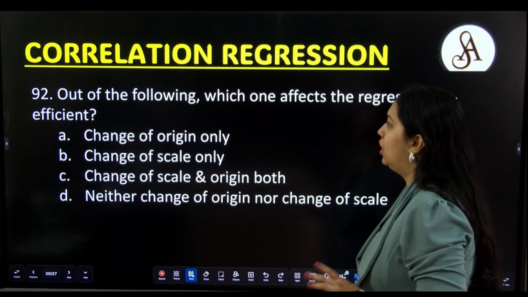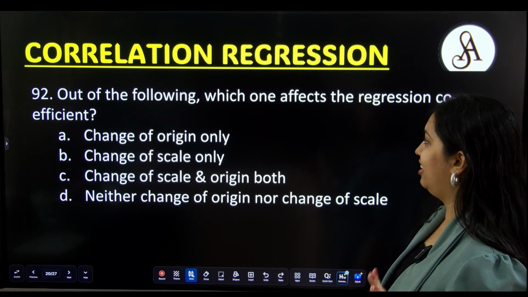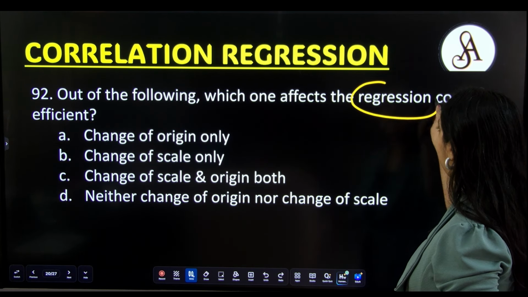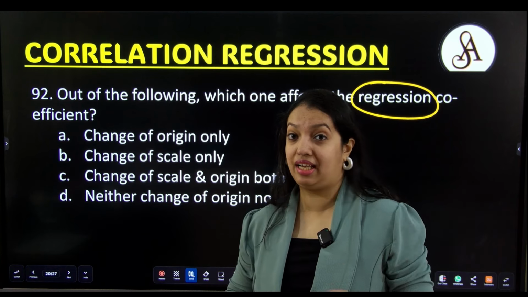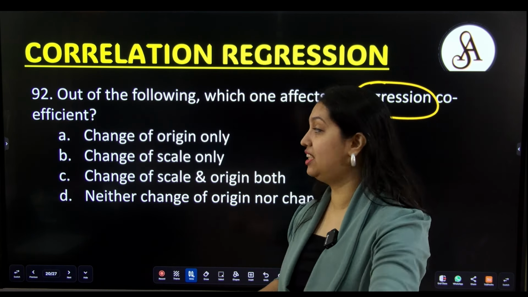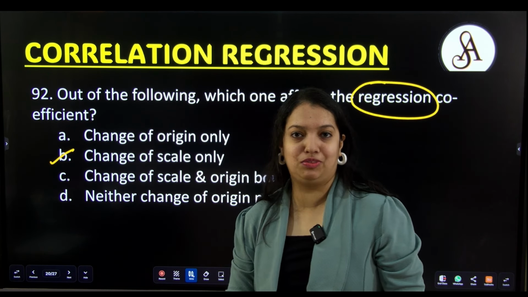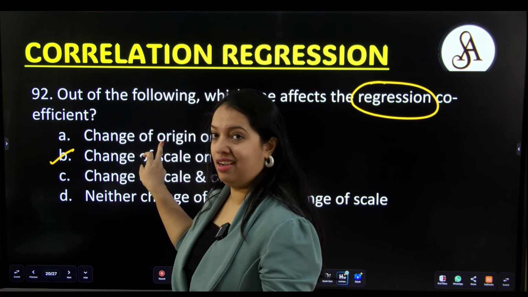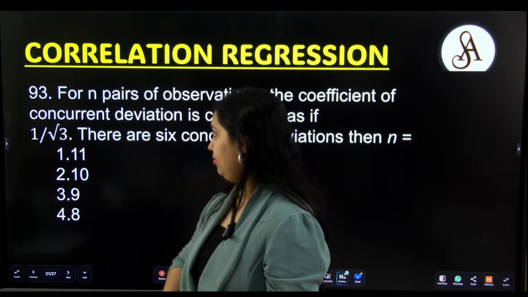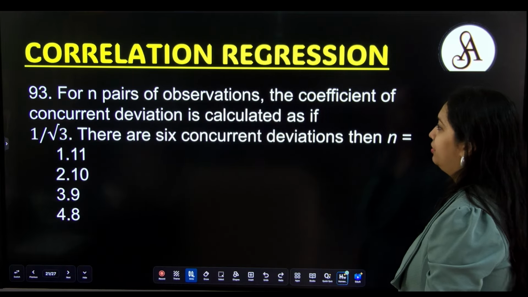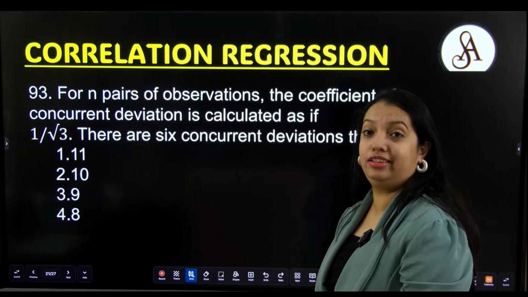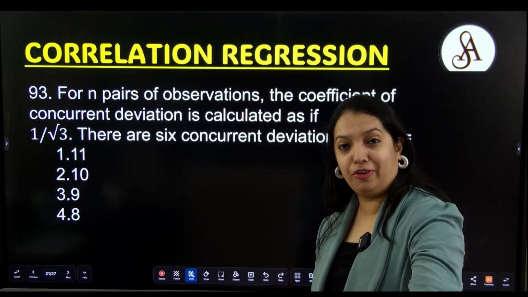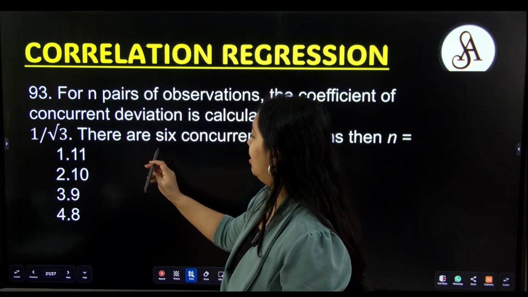Next, in the class I had given a note for that. Right? Out of the following, which one affects the regression coefficient? Remember, regression coefficient has the same property as dispersion. Dispersion changes with scale, regression changes with scale. What do you mean by scale? Multiplication or division. What do you mean by origin? Addition, subtraction.